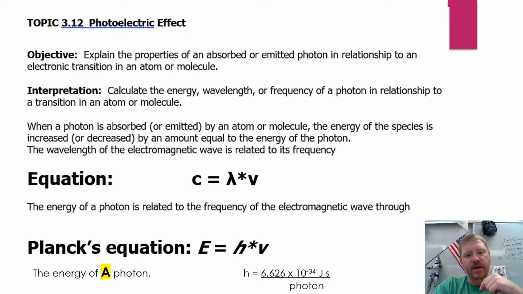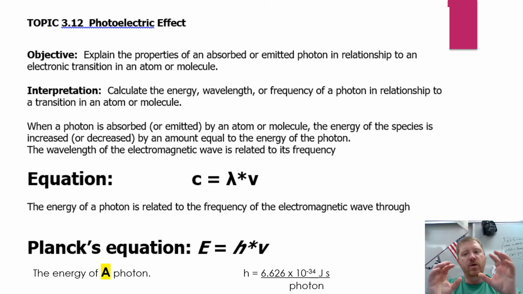Photoelectric effect. So if we hit an electron with a photon, here we have the equation relating the speed of light, frequency, and wavelength. C equals lambda nu. The wavelength being lambda, upside down y, nu being the letter that looks like a V, but it's actually a fancy Greek letter called nu. And so as the frequency goes up, the wavelength goes down, and they're an inverse relationship between the two.